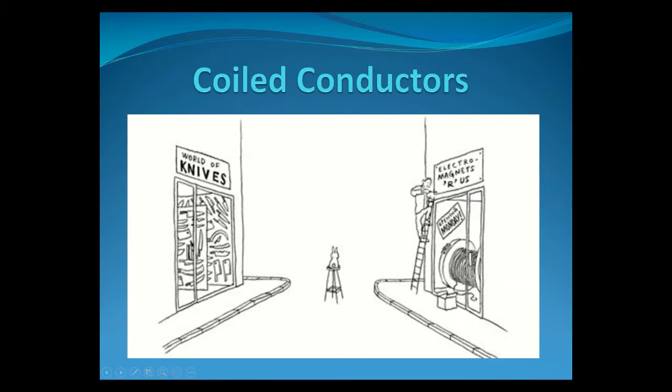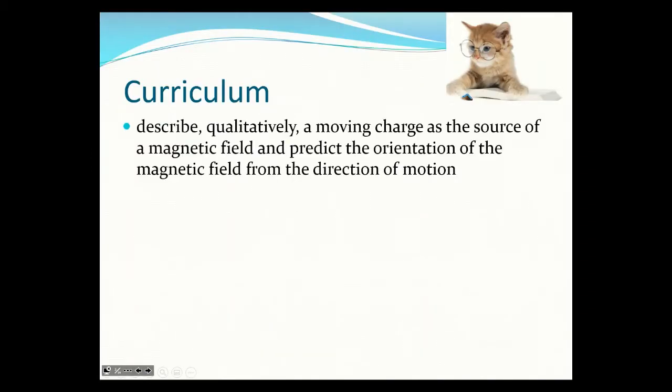Hey everybody. So this lesson is on coiled conductors. It says to describe qualitatively a moving charge as a source of a magnetic field and predict the orientation of a magnetic field from the direction of motion. So it's pretty much what we were doing before the break, but this time it's with a coiled conductor.